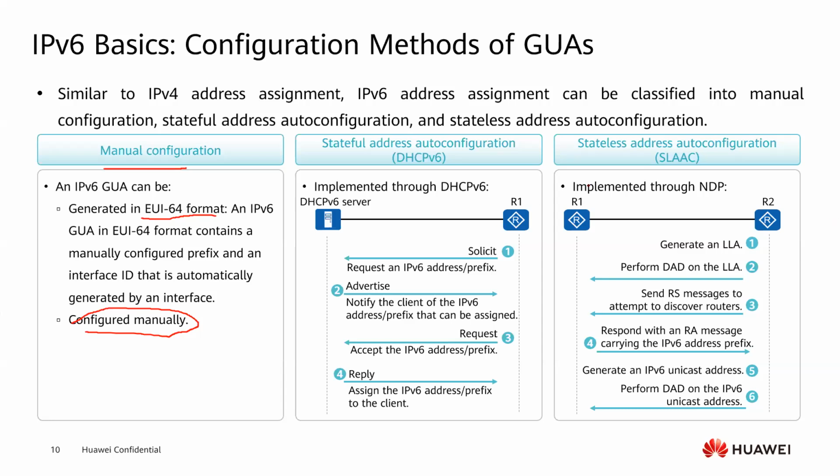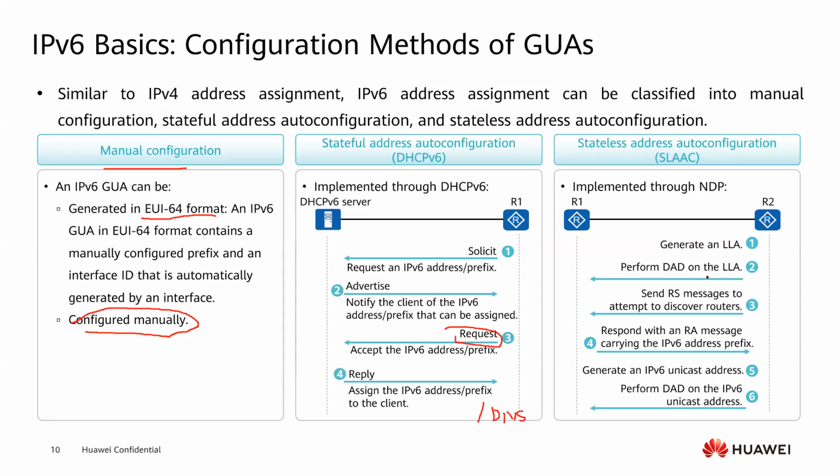And the second part is the stateful address, based on DHCP version 6, which looks like DHCP version 4. You can configure it to send the request to get the IPv6 address, and the server in the network will advertise and reply to your request. Then you can request a specific IPv6 address, and it will reply with the IPv6 address and other parameters such as DNS.